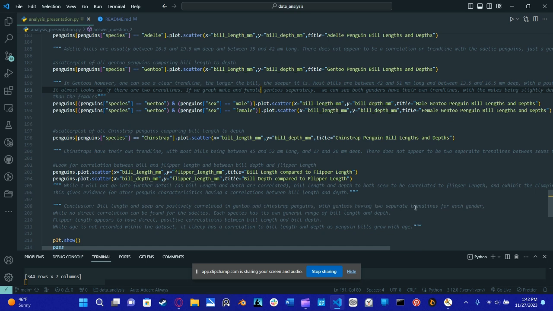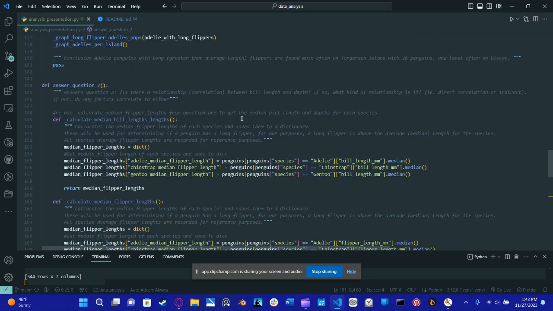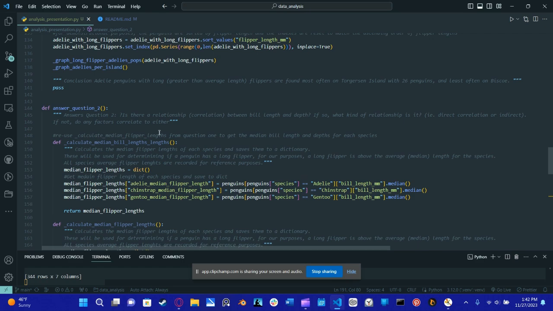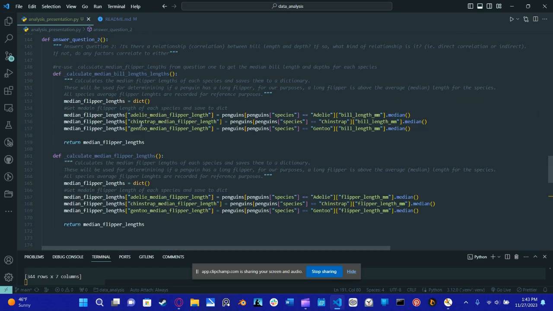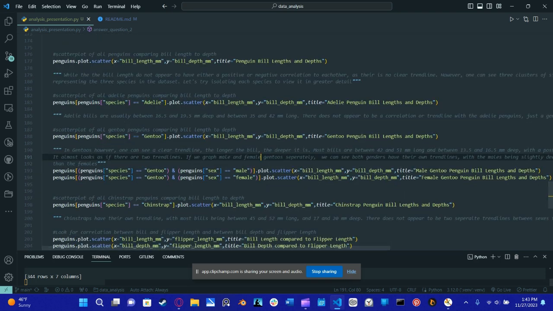So, in conclusion, the bill length and depth are positively correlated in Gentoo and Chinstrap penguins, with Gentoos having two separate trend lines for each gender, while no direct correlation can be found for the Adelies. Each species has its own general range or distribution of bill depth and length. As for the last bit of our original question, if not, do any factors correlate to either? That's where these two functions come in.